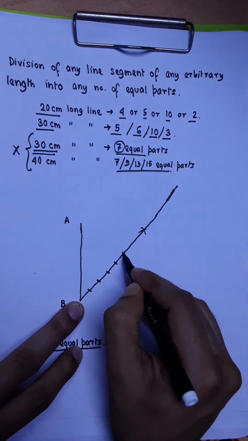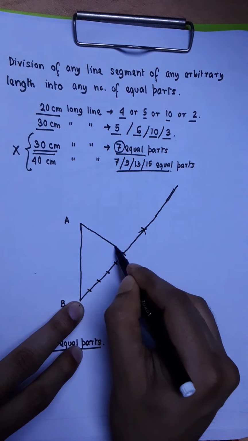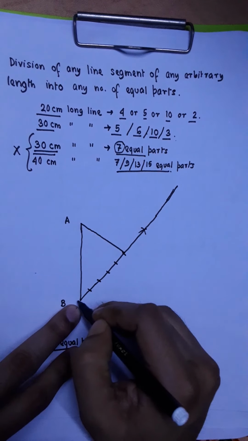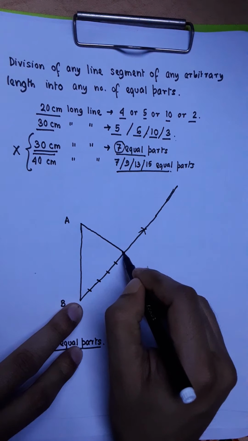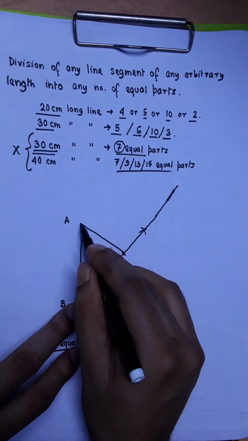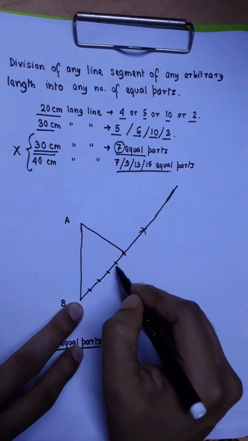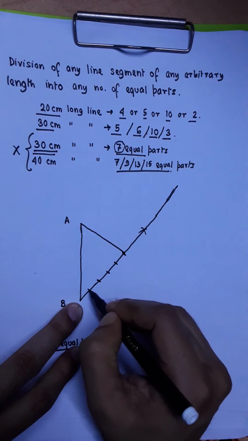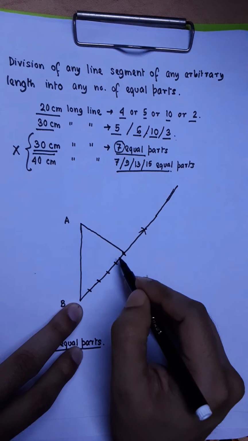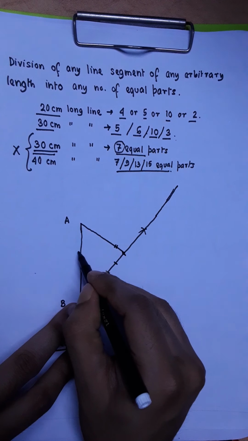Where the division ends, that point you join with the other end of the original line. So the division of this line into 5 equal parts ends here. So this point you join with the other end of the original line, which you want to divide into 5 equal parts. And then from the previous division points, that is from here, here, here, here, you draw lines, all of which are parallel to this line and extending up to the original line.